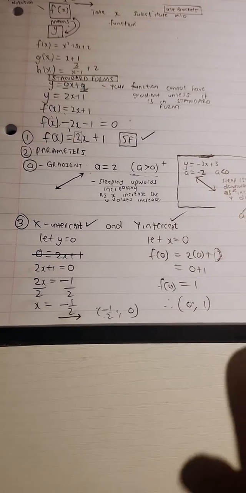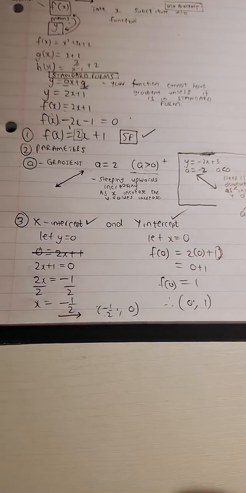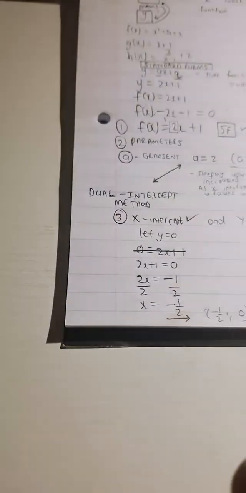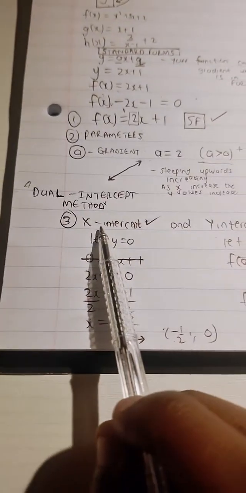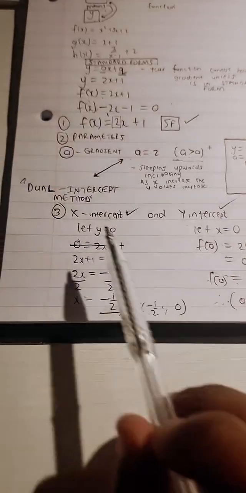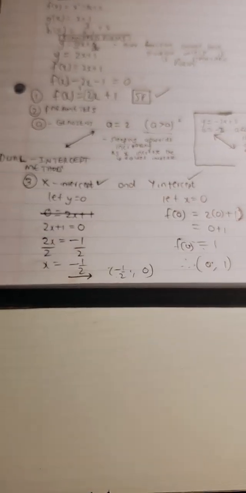All right, now, do we have everything that we needed to sketch this? I would say yes, because what have we just used? We have just used a method that we call the dual intercept method. Dual means 2. So we found our 2 intercepts, the x-intercept and the y-intercept, and that's sufficient to go ahead and sketch our graph.